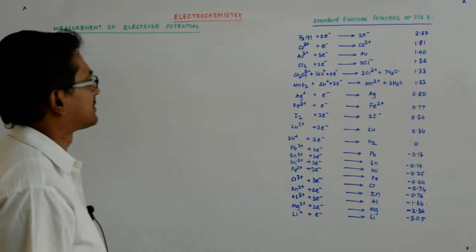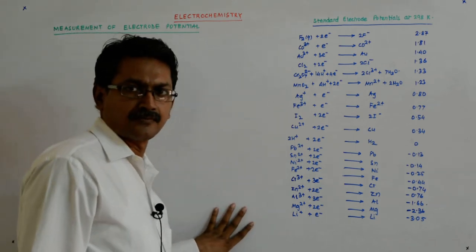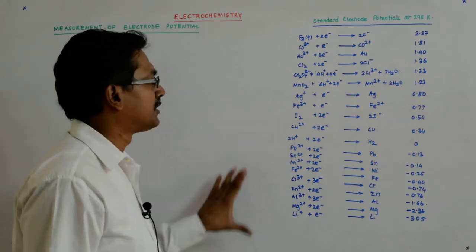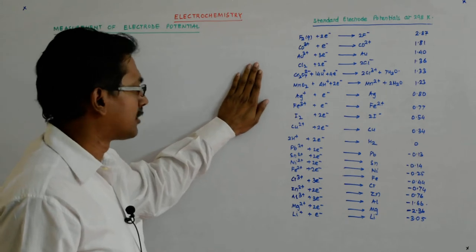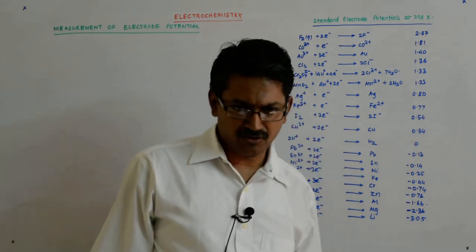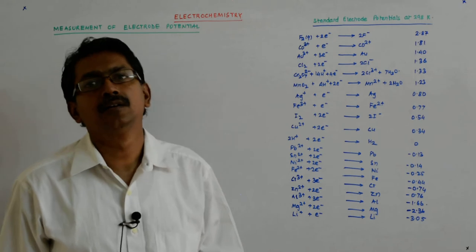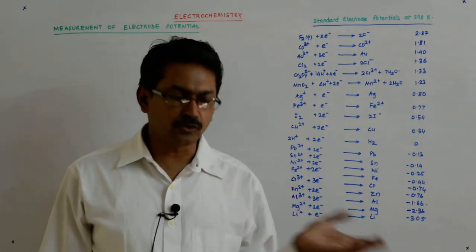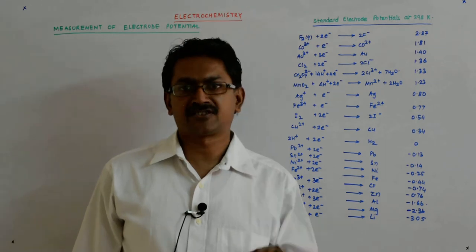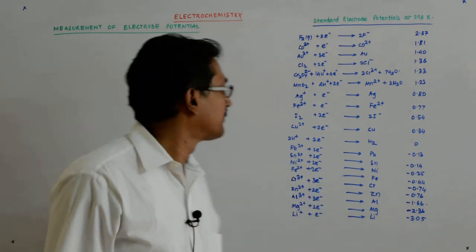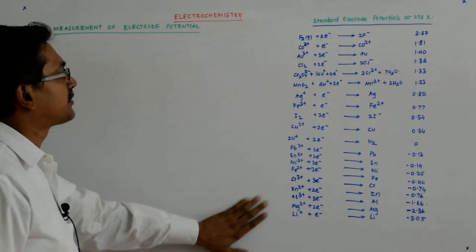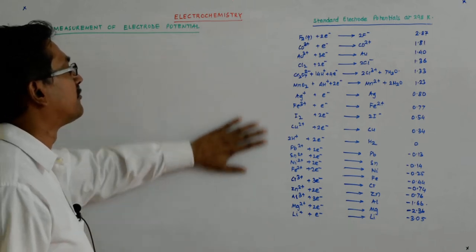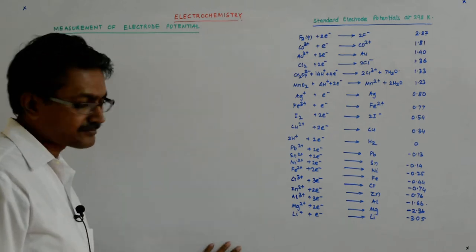Now let us try to understand what it means and how useful it can be, either when you are doing organic chemistry and you are trying to oxidize something, or when you are doing metal extraction and you are trying to reduce some metals and extract them as a metal. So this becomes very, very useful.